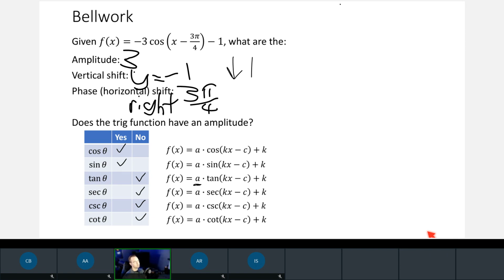Another piece of that is that it has to have a max or a min. Yes, cosecant and secant do create maxes and mins, but not in the typical sense of a sine or cosine wave. It's more like it flips outwards. There's a definition somewhere in the notes about it. They do, but it's not the typical amplitude. So here you go.